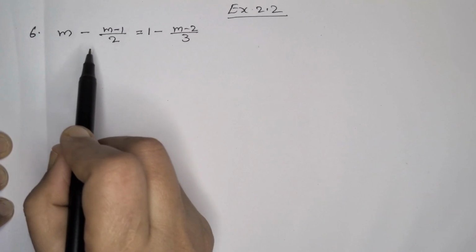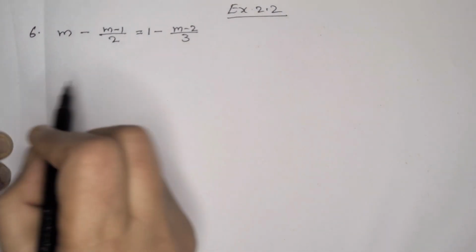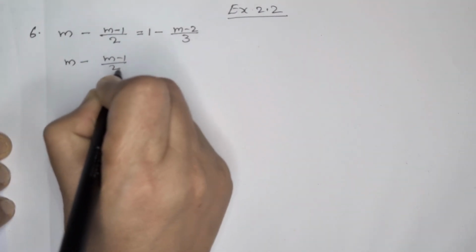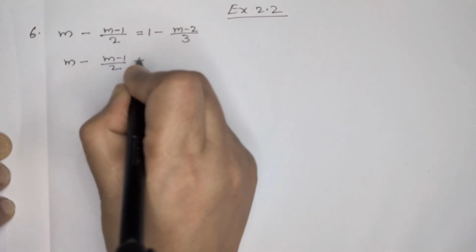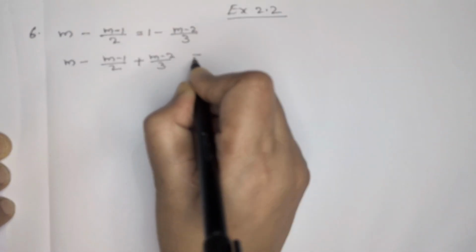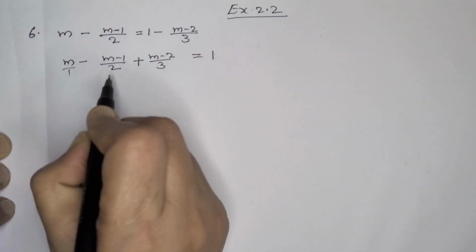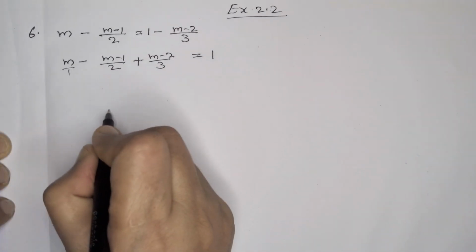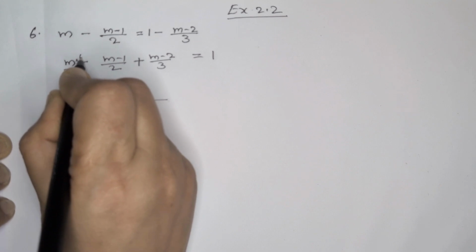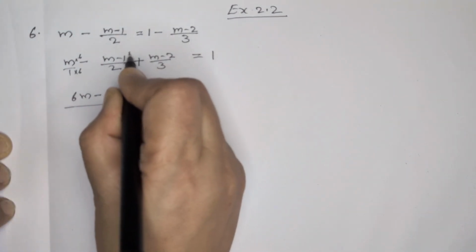Question number 6. (m minus 1)/2 is equal to 1 minus (m minus 2)/3. That we can write as (m minus 1)/2. Again, bring this term to the left, so that will become plus (m minus 2)/3 is equal to 1. Here the denominators we can see, this we can consider as 1, 2 and 3. So LCM is 6. So multiply by 6 here, that will become 6m minus, this you can multiply by 3.